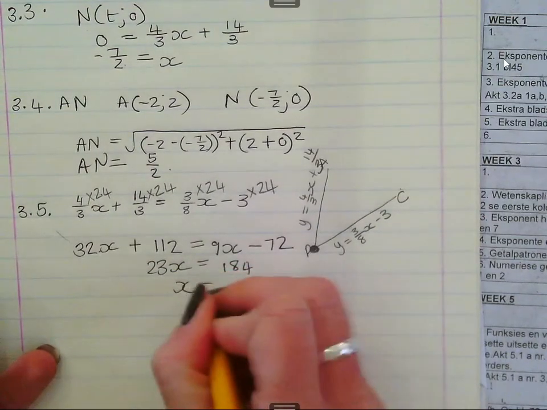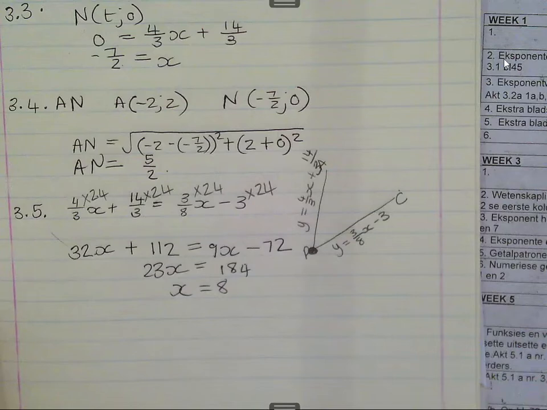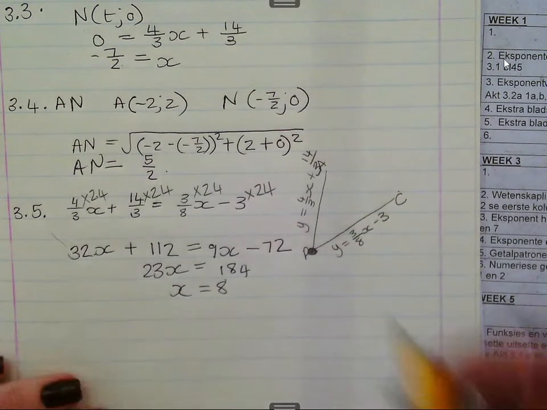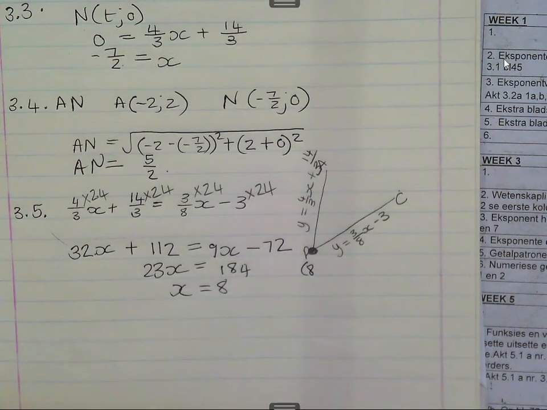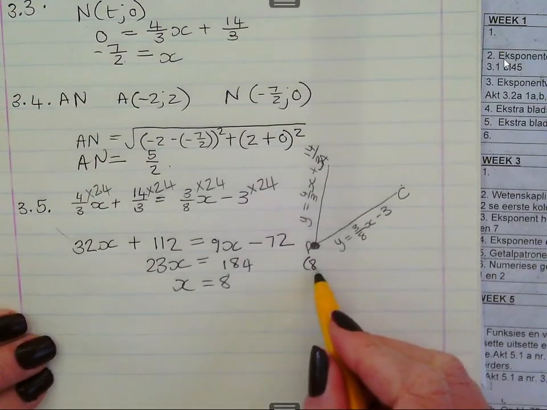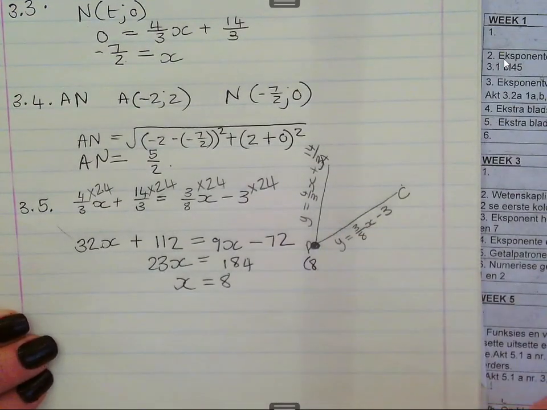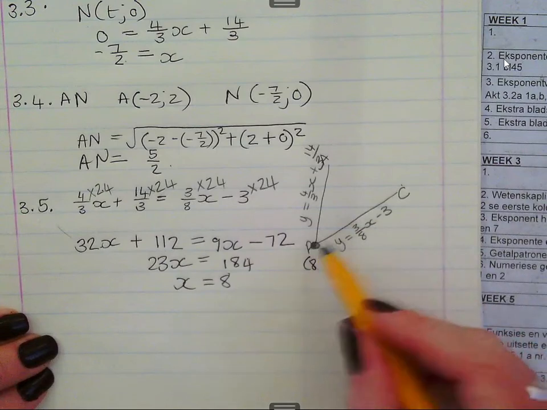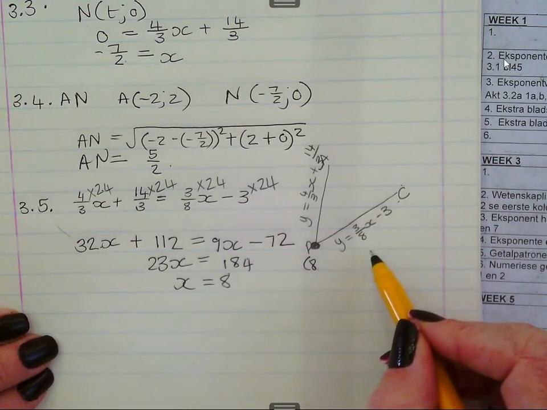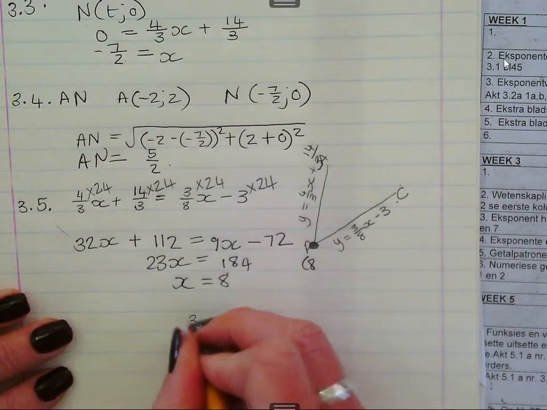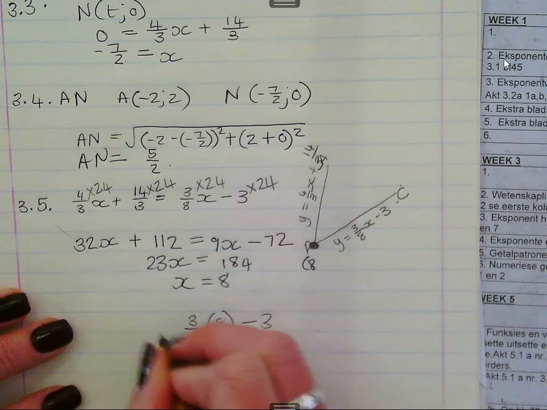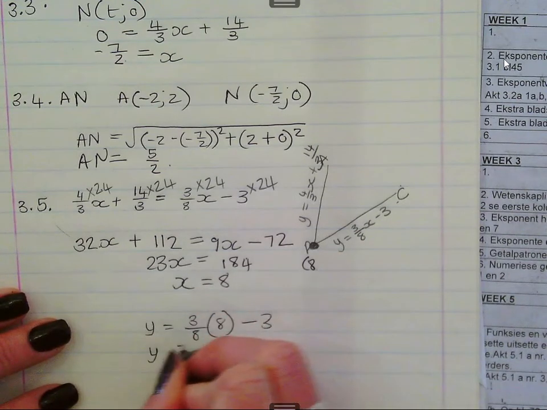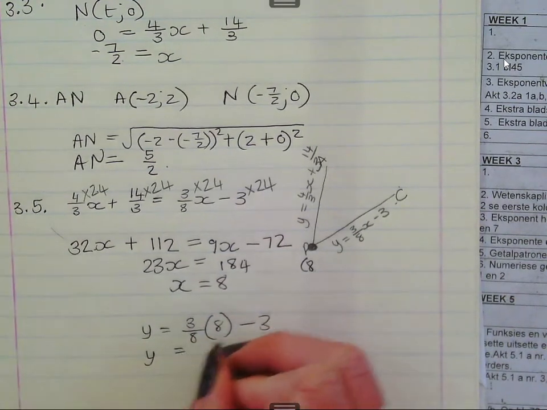And then x is equal to 8. Now all you have is the x value of D, which is 8. Now you're going to have to substitute the 8 into either of these equations. I would rather choose the DC equation because of the denominator 8. Then I would say 3 over 8 times 8 minus 3. That gives me 3 minus 3, and it's 0.